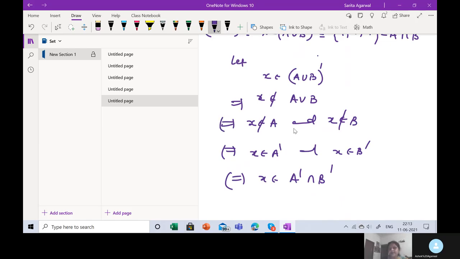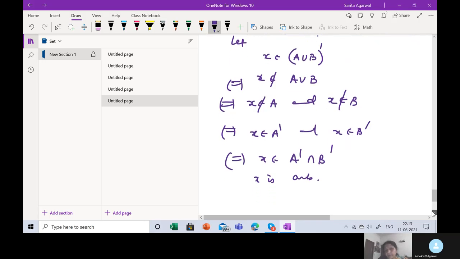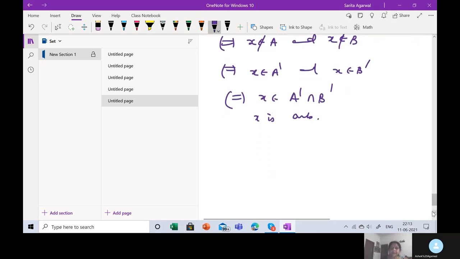If X belongs to their intersection, that means X belongs to A complement and X belongs to B complement. That means X does not belong to A and X does not belong to B. And if it is not belonging to A, not belonging to B, this cannot be in the union. And this X is arbitrary, that means (A union B) complement equals A complement intersection B complement.